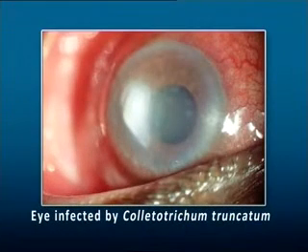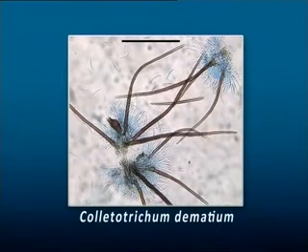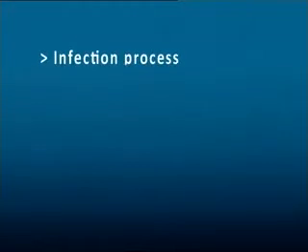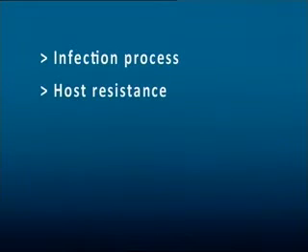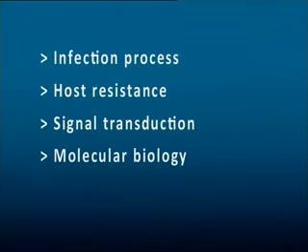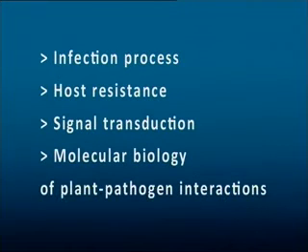Several species have been reported to be opportunistic pathogens of humans. Colletotrichum truncatum was isolated from a corneal ulcer of a human eye. Colletotrichum dementium was also reported to cause eye keratitis, a potential ocular disease. Colletotrichum fungi are highly significant as experimental models for studying many aspects of fungal development, infection process, host resistance, signal transduction, and molecular biology of plant pathogen interactions.